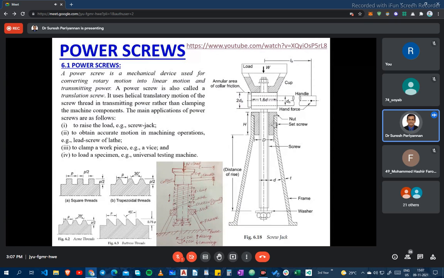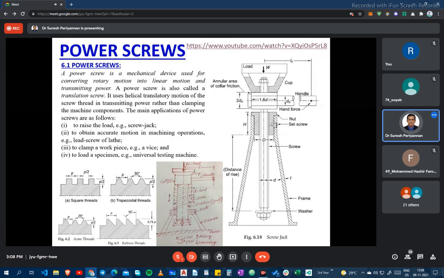Earlier we discussed threaded joints, right? Threaded joints we use to hold two components securely. Whenever a component needs repair or modification, we have to dismantle the screw, the nut and bolt, to dismantle the component. That's our threaded joint we discussed.